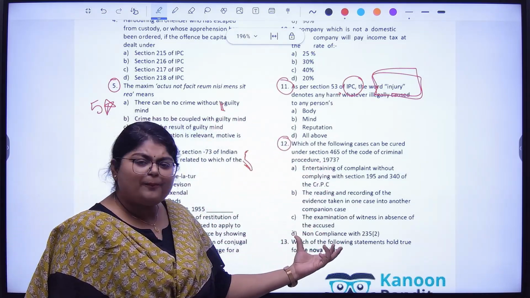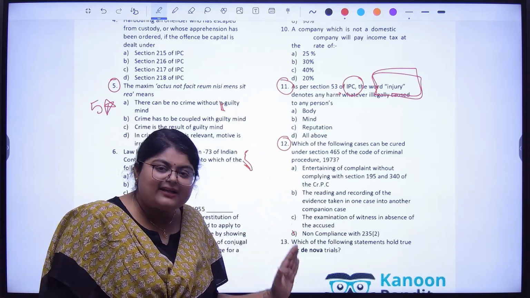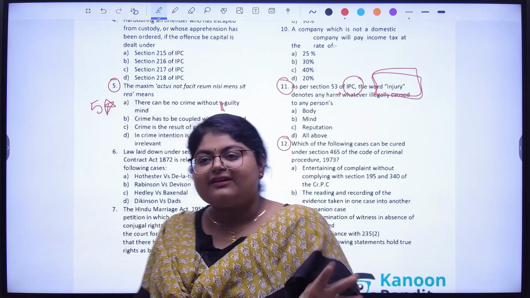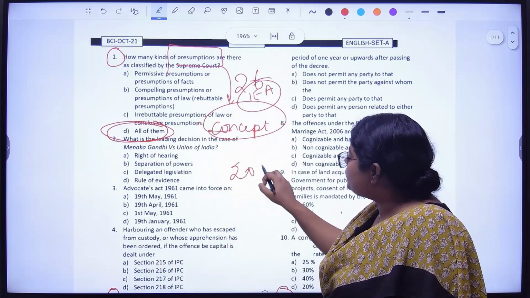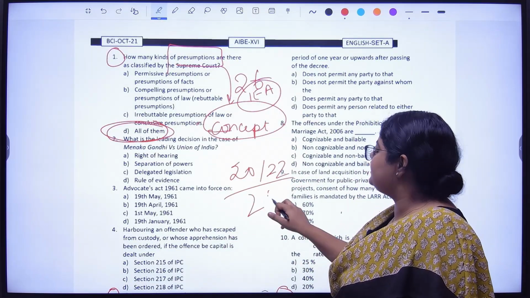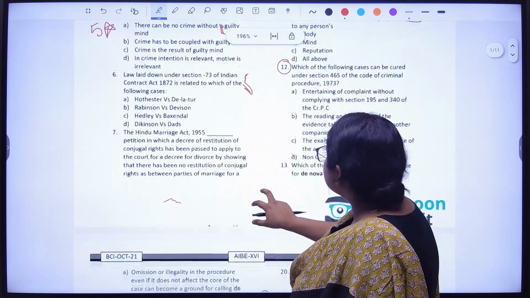Another question, a little complicated, but you have to follow the same steps for preparation. If you prepare the way I am telling you, then you can even score 26 out of 26. If not 26 out of 26, then 20, 22 marks out of 26 marks, you will easily score for criminal law. Okay. What is the next question?